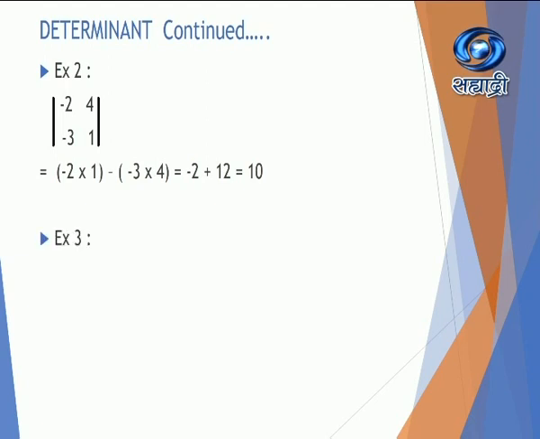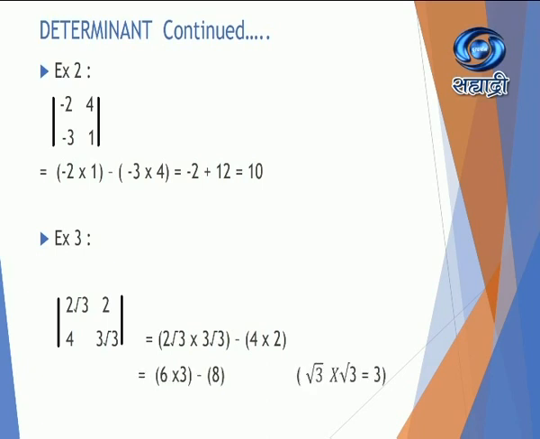Here I have one more example for you. 2 root 3, 2, 4 and 3 root 3. Again cross multiply the numbers, that is 2 root 3 multiplied by 3 root 3 minus, in the other bracket, 4 multiplied by 2. So the answer will be 6 into 3, since root 3 multiplied by root 3 is 3 and 2 multiplied by 3 is 6. So 6 multiplied by 3 minus, in the other bracket, 8. Here you get 18 minus 8, which is equal to 10. So the value for the determinant is 10.